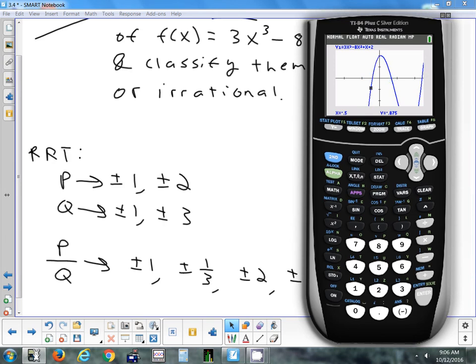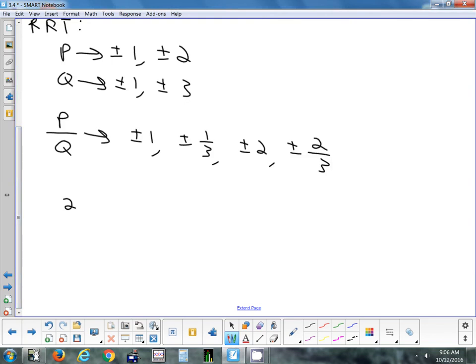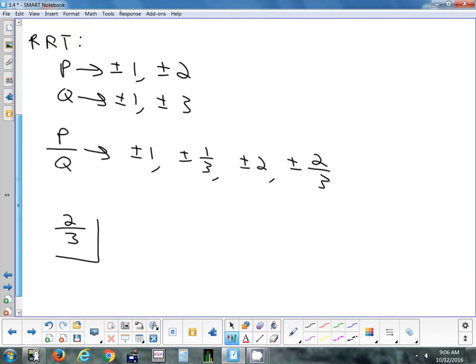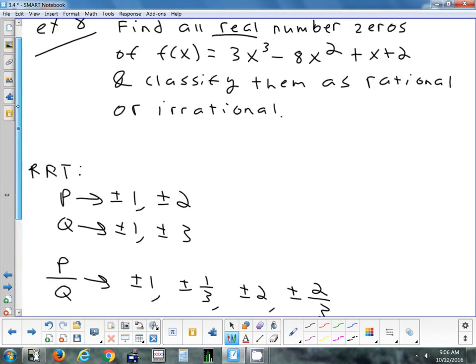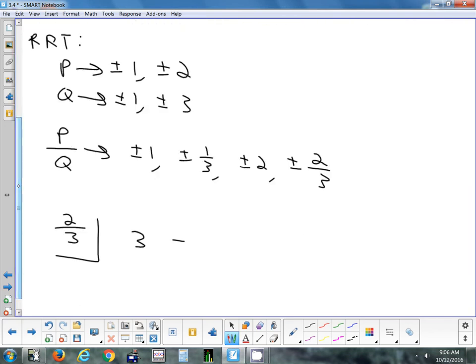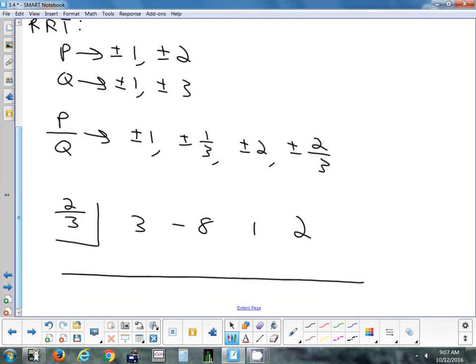So let's do that first. 2/3. Am I missing any numbers? Nope. 3, -8, 1, 2. Okay, so bring down my 3. What's 2/3 times 3? What is it? 2. Yep, it's going to be 2.